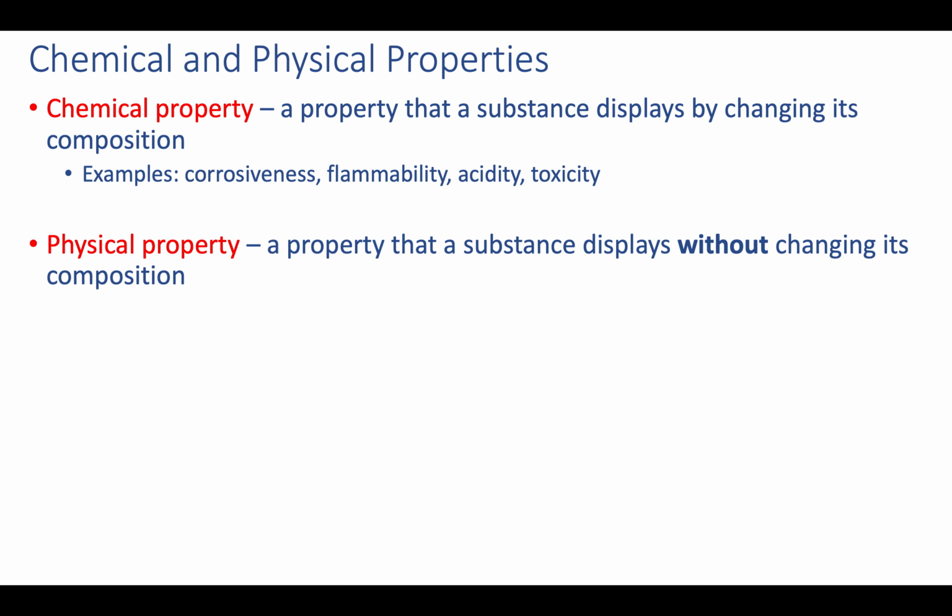That's different from a physical property because a physical property is a property that a substance displays without changing the composition. So remember, for a physical change, the substance appears to be changing, but it's not actually changing its identity. So a physical property is a property that is displayed while the substance maintains its original identity. So these are things like odor, appearance, color, melting point, boiling point, and density.